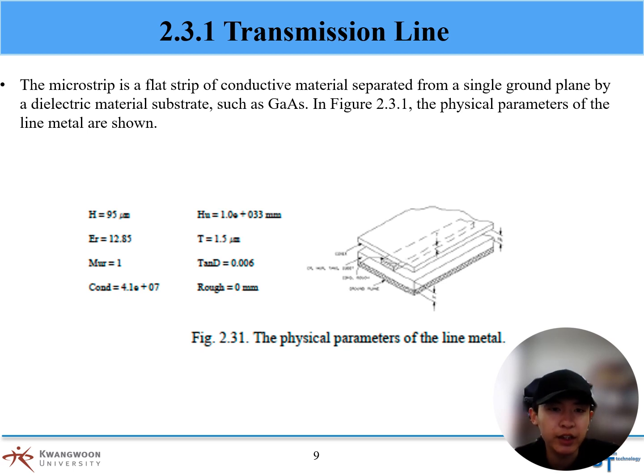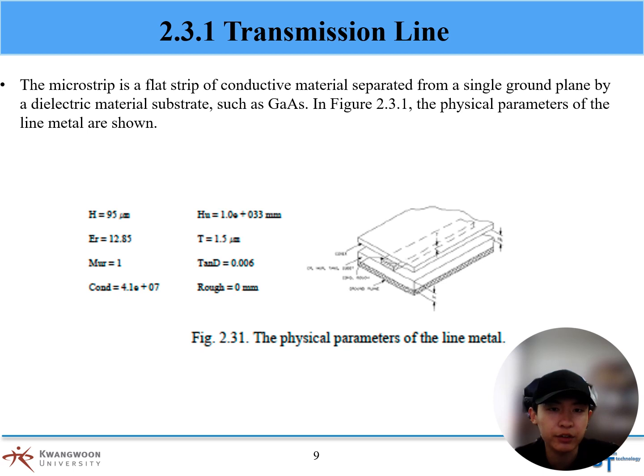Next is the dielectric constant replacement. In microstrip lines, the dielectric constant must be substituted with an effective dielectric constant since part of the electric field resides in the dielectric material and part in the air.